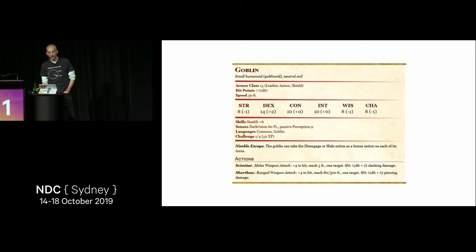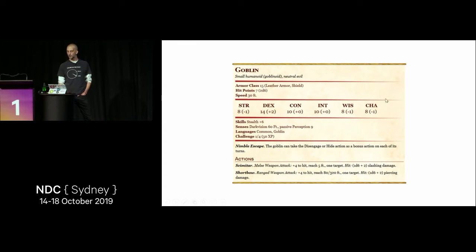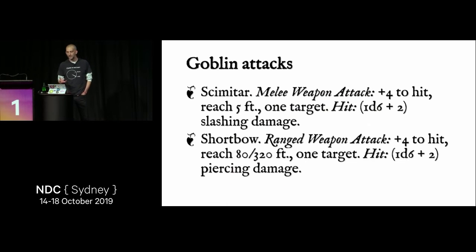So let's go back to our stats block. Now we looked at this section here, which was about the characteristics of the abilities. What I want to look at is the section at the bottom, which is describing what a goblin can do. And what a goblin can do is it can attack you in many ways. So let's look a bit in detail. If you look at that stat block, you will see something like this.